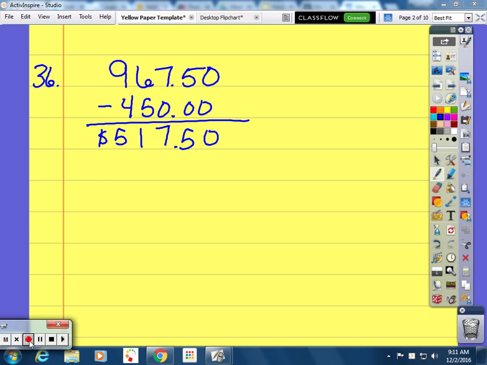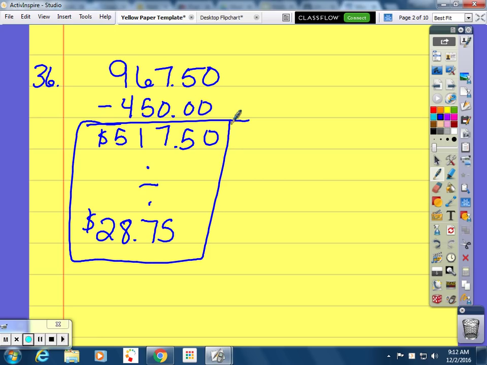It says that every player is going to eat, and they're going to spend $28.75 to eat. $28.75 per player. And it wants to know how many players get to eat. So I'm going to have to add $28.75 once, twice, 3 times, 4 times until I reach $517. Or I can divide these two things, which would be a whole lot faster.